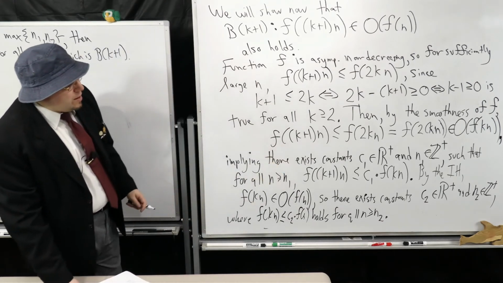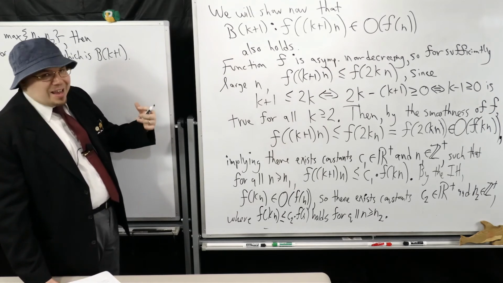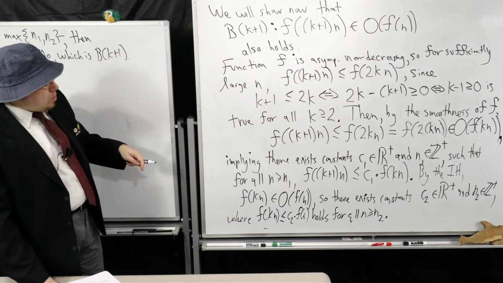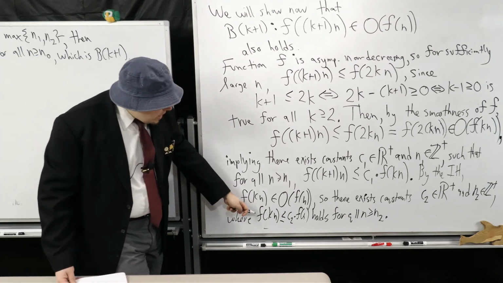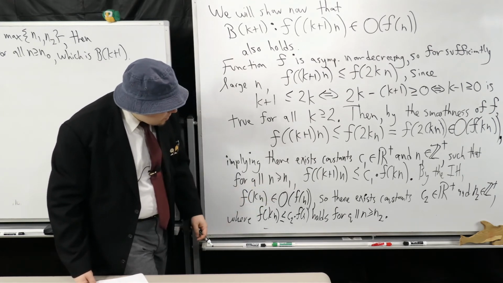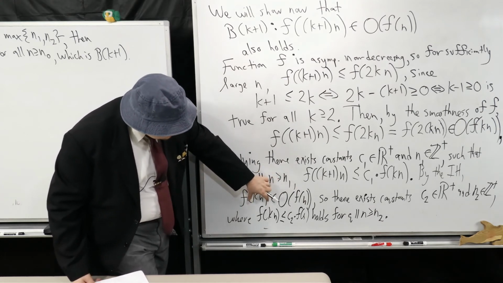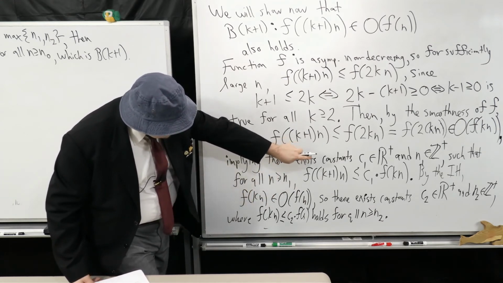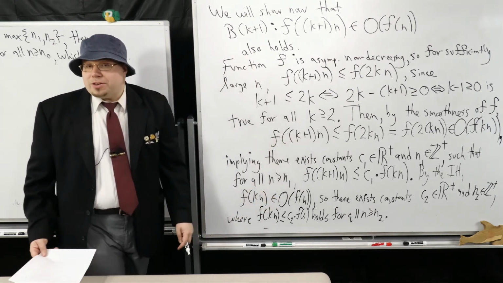We get f of (k plus 1) times n is less than or equal to c1 times f of k times n, right? Well, by the inductive hypothesis, we also get that f of k times n is less than or equal to c2 times f of n, right? So what we'd like to do is find some way of getting from here, sorry, from there to here to get to f of n. So how do we do that?